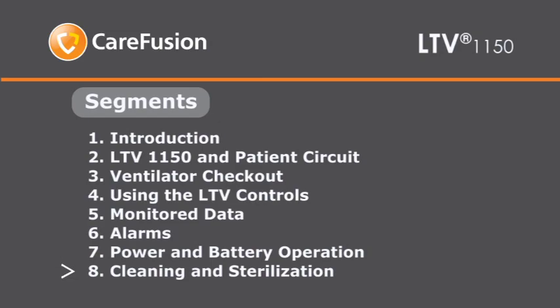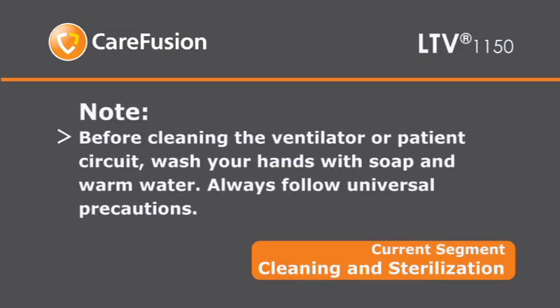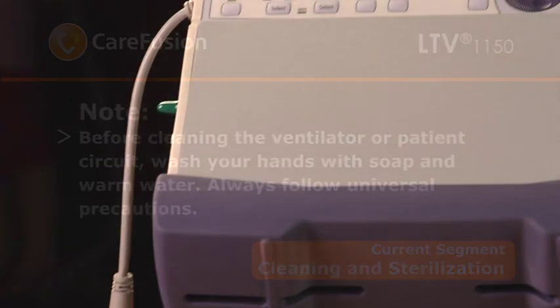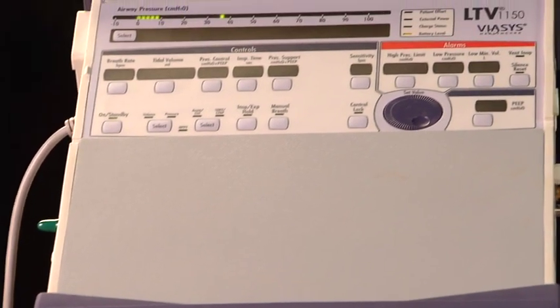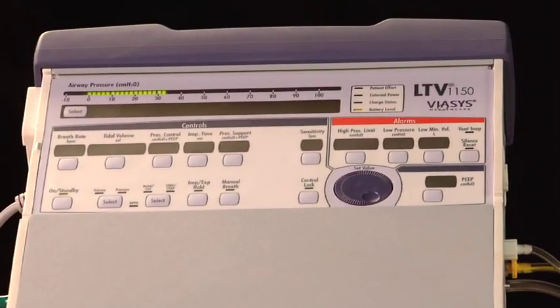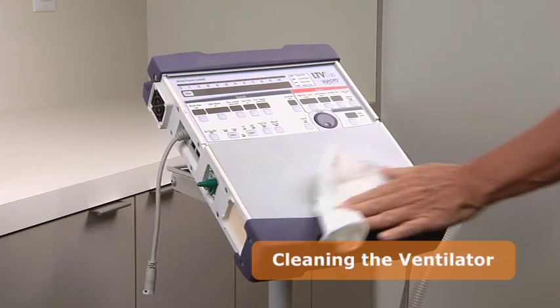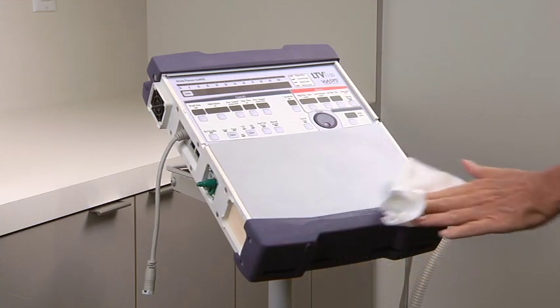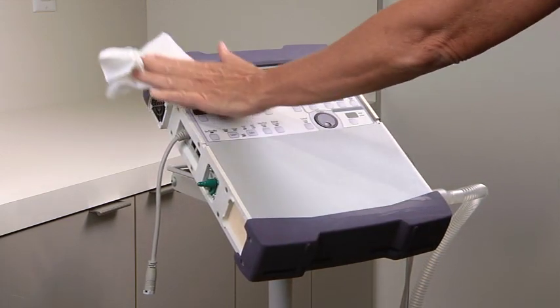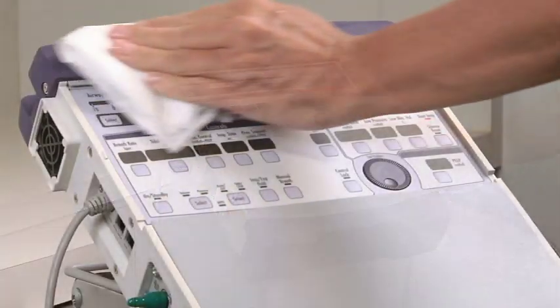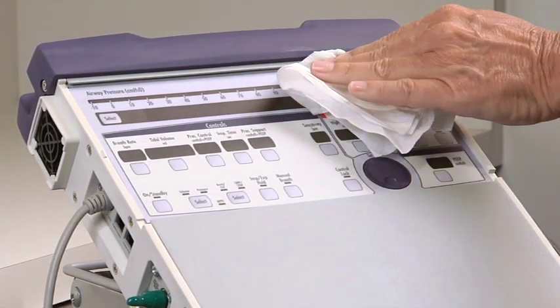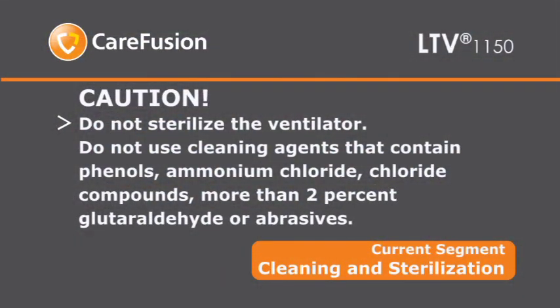Before cleaning the ventilator or patient circuit, wash your hands with soap and warm water. Always follow universal precautions. Clean all external surfaces of the ventilator prior to initial use, after each patient use, and whenever necessary. To clean the ventilator, wipe the exterior surfaces with a clean, damp cloth with an appropriate bactericidal or germicidal agent. Follow the cleaning agent manufacturer's recommendations regarding contact time. Use caution. Do not sterilize the ventilator. Standard sterilization techniques may damage the ventilator.